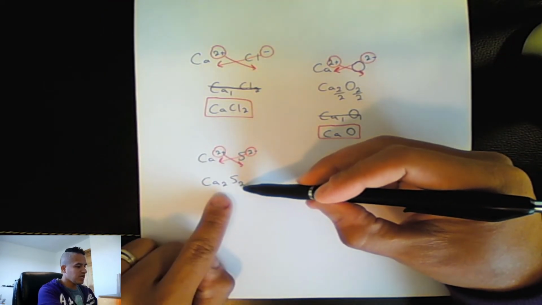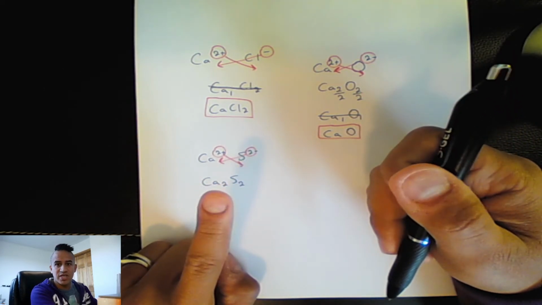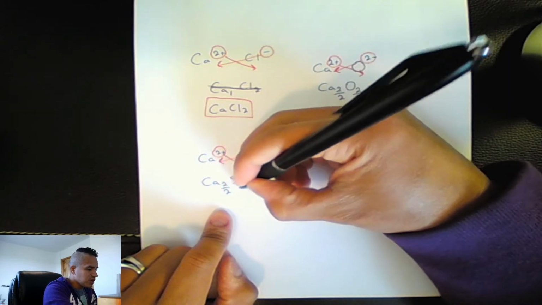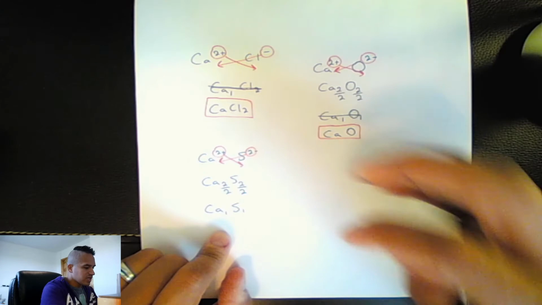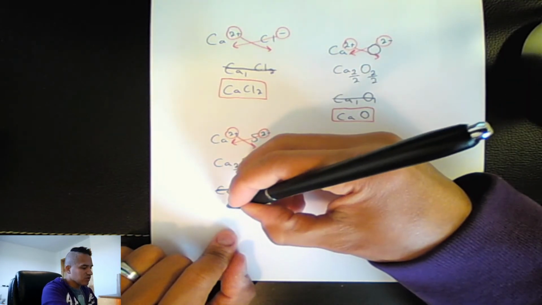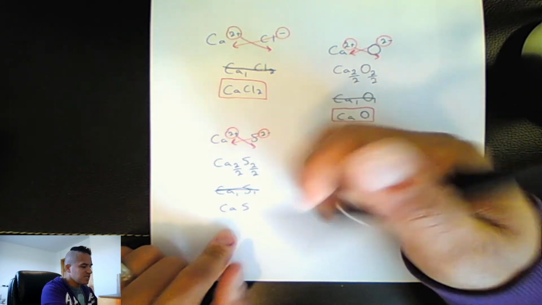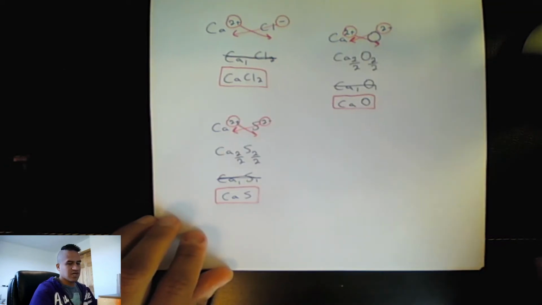At this point, both of these have 2s, which means we have to simplify them because we can. We'll need to divide a 2 out from both of these, so they both reduce down to a 1, like this: Ca1S1. Grammatically speaking, we don't write the 1s, so you'll just have CaS as our proper chemical formula for this compound.